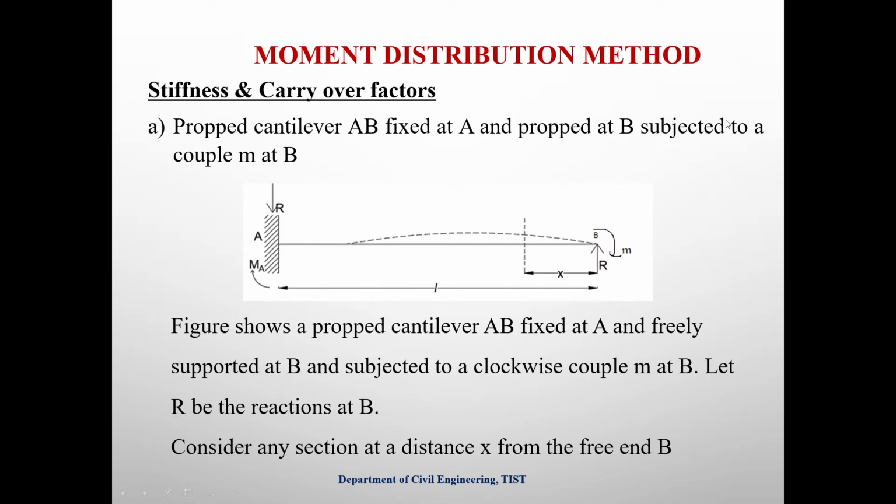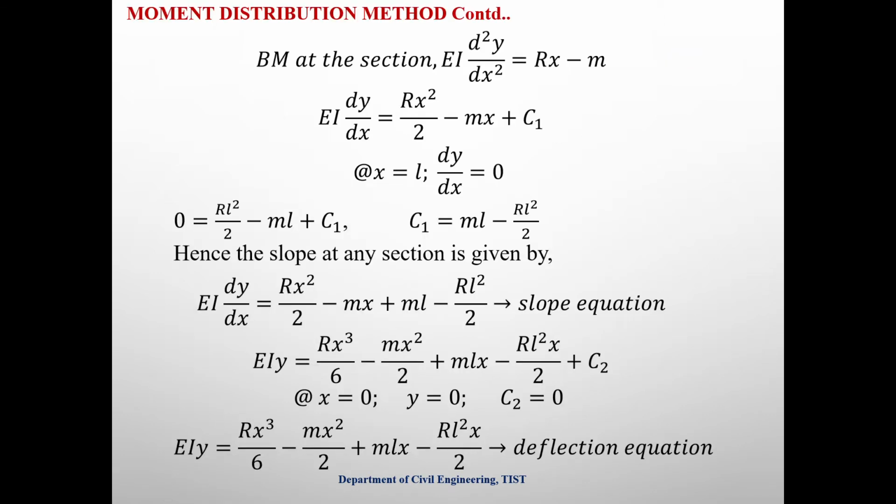Here, at x is equal to L, that means at the point A, since A is fixed, dy by dx is equal to 0. Substitute at x is equal to L, dy by dx is equal to 0. Then we will get C1 as ML minus RL square by 2. Substituting the value of C1 in the slope equation, we will get the slope equation like this.